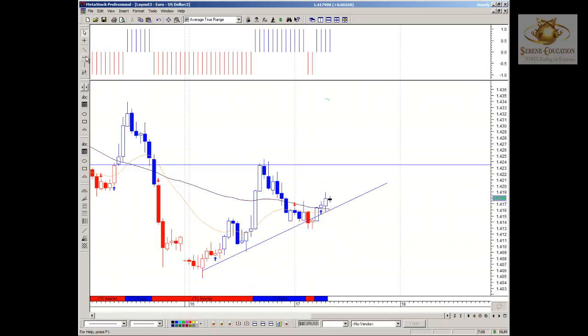Enter. Just be aware, price support at the back. But that would be our first target if this momentum continues to the upside.